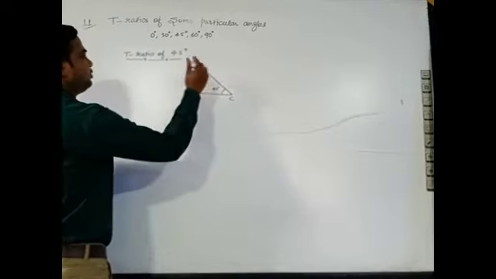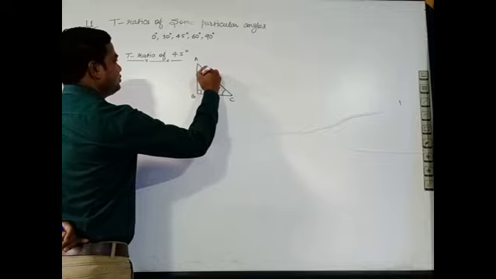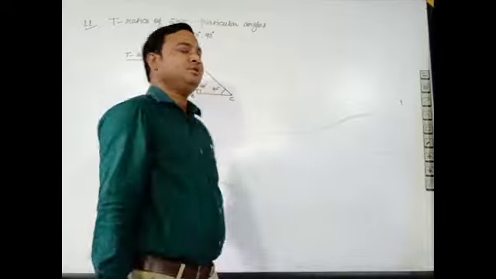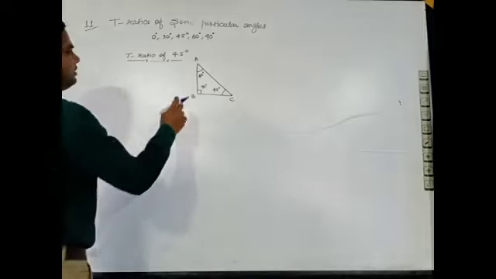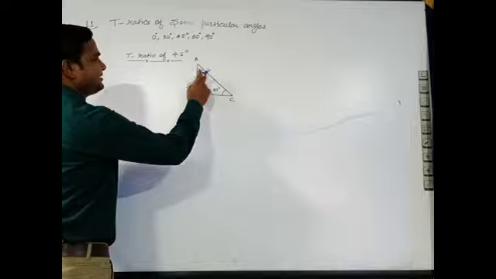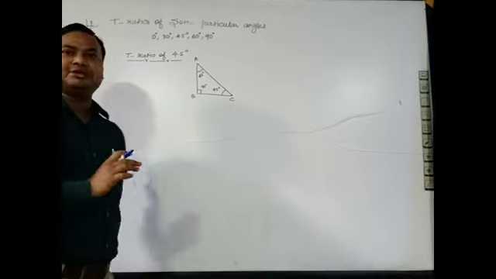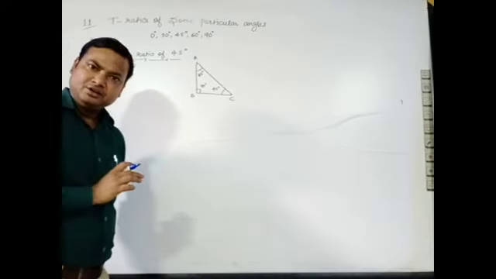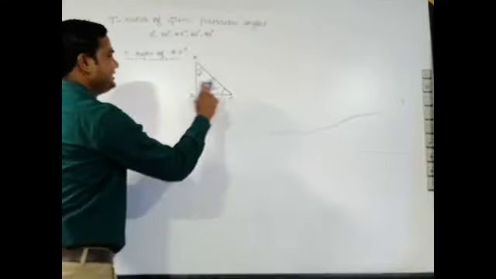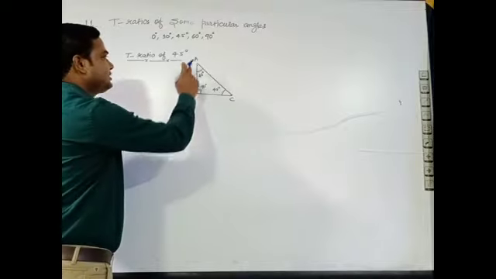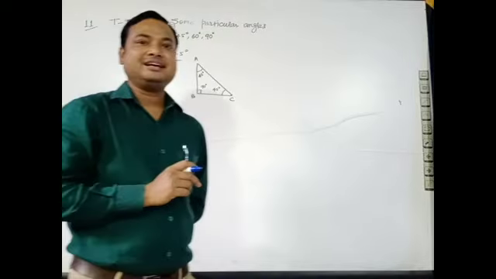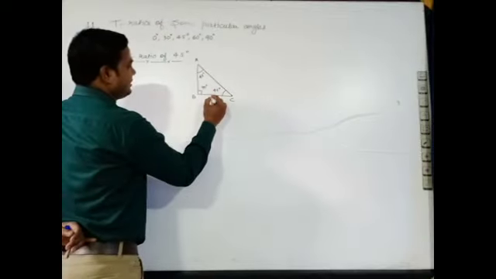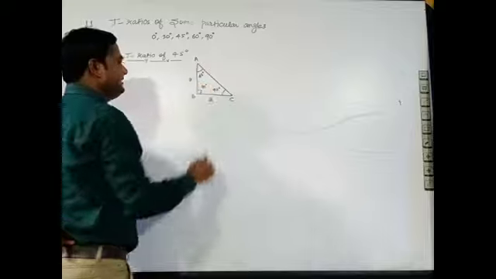Then from angle sum property, this angle is also 45 degree. How 45 degree? 90 plus 45 plus this x, we can calculate easily 45 degree. Now look here, angle C and angle A both are equal. So BAC, we can say that this is an isosceles right angle triangle. So let us consider the equal sides are A and A.